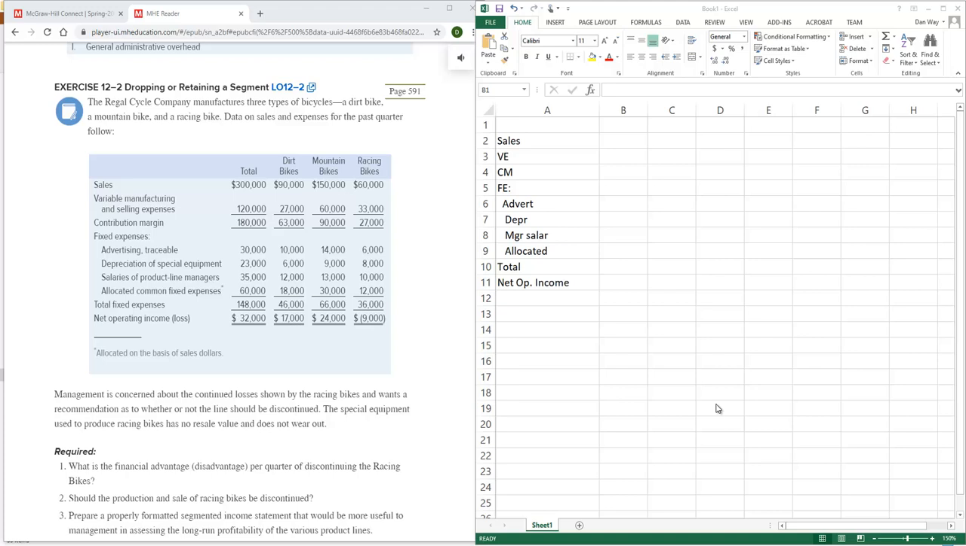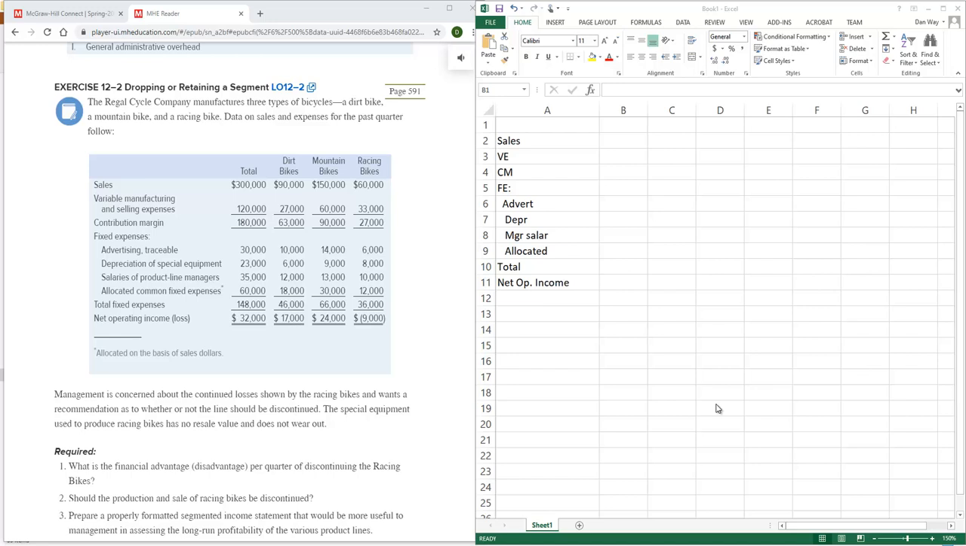Okay, in this video we're going to look at some Chapter 12 practice problems. The first one I had in mind is this exercise 12-2 shown on the screen. The setup said the Regal Cycle Company makes three types of bikes, the dirt bike, mountain bike, and racing bike. And data on sales and expenses for the last quarter are shown in the box here.